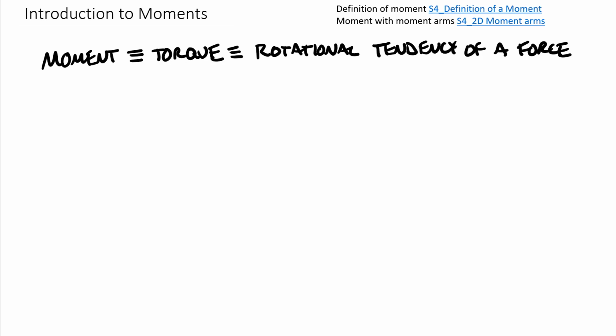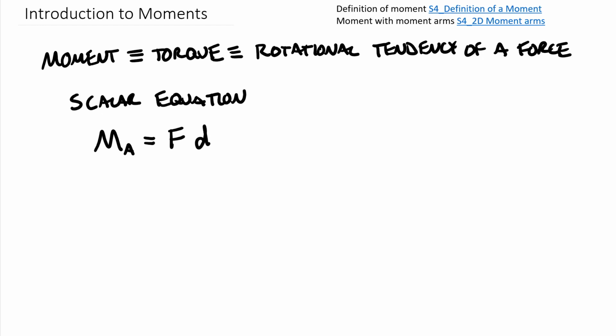Okay, so as we look at a scalar equation for a moment, we tend to use the letter M. We always take a moment about a point, okay? So a moment will always have a subscript. And so this is going to be about point A. That's going to equal some force times d perpendicular, okay?